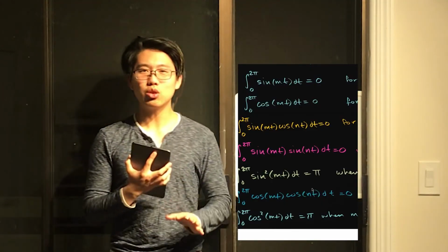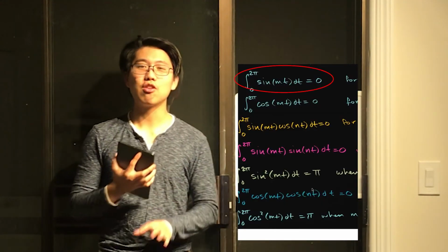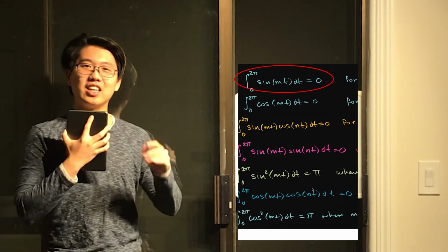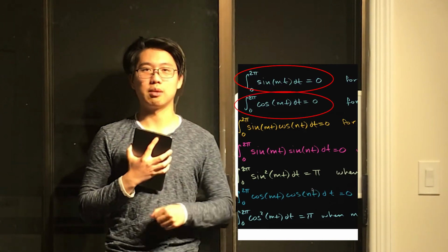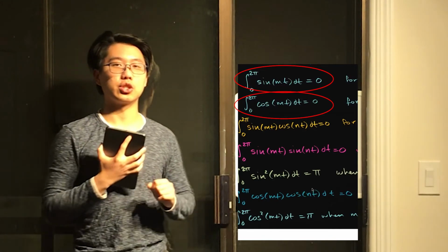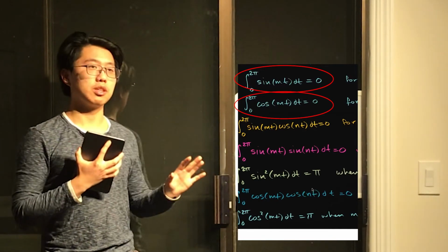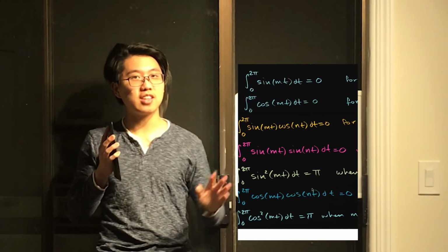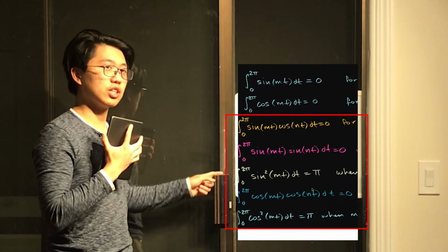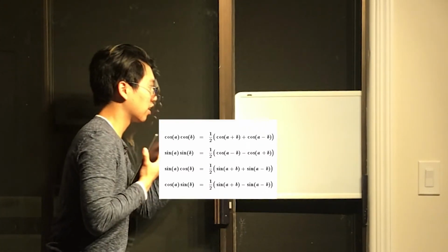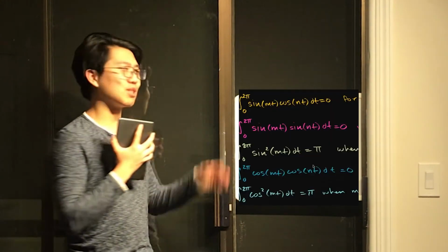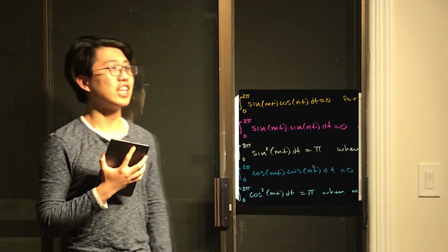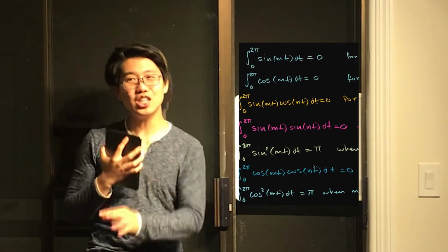You have two fundamental equations, here and here. The integral from 0 to 2 pi of sine mt for any integer m, and the integral from 0 to 2 pi of cosine mt for any non-zero integer m. I'm going to call these the elements of the Fourier series. So after you derive these two equations using some sick cool maths, you then plug these into the other 5 equations using trig identities, which look like this. You first expand these 5 integrals using the trig identities, and then you plug in the first 2 integrals into those 5 equations, and then boom, you did it.